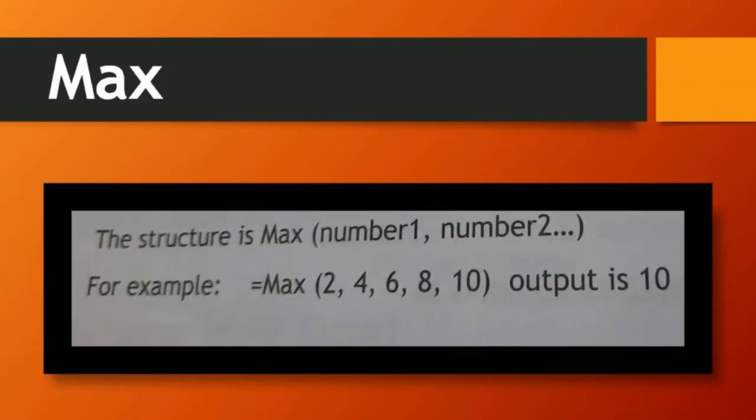Next one is max. It is maximum. This function returns the largest value in a set of numbers. It ignores logical and text values and can only work on numerical values. The structure is MAX(number1, number2, etc.). For example, =MAX(2,4,6,8,10). In this, the maximum number is 10. That is, output is 10.